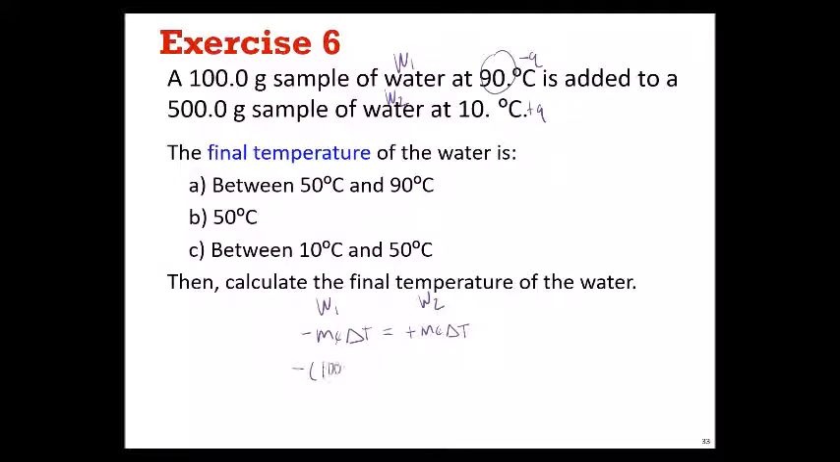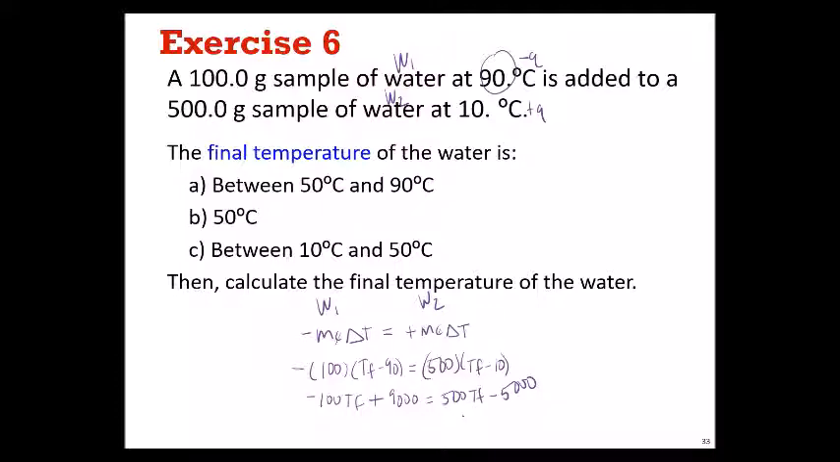So this one would be 100 times the temperature change, so this would be Tf minus 90. And over here, this would be 500 times the Tf minus 10. Then you have to distribute, so you get negative 100 Tf plus 9,000, is that right? And then over here, this would be 500 Tf minus 5,000.